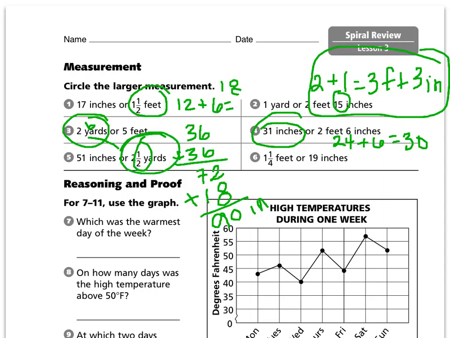I have 1 1/4 foot or 19 inches. Well, I need to convert this, and I need to figure out how many 4s can go into 12, and I know that that would be 3. So 1/4 foot would be 3 inches, so 12 plus 3 inches equals 15 inches. 19 inches is definitely bigger.